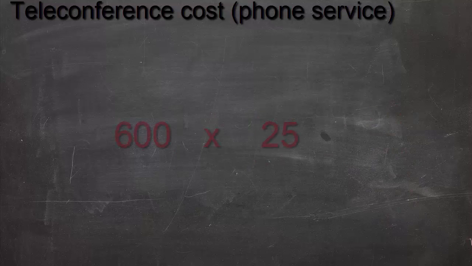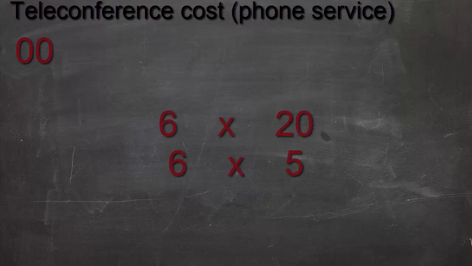Alright, 600 times 25. Well, again, we're going to notice that it's really just 6 times 100 here, so we can actually just pull those zeros off and deal with it as 6 times 25, which again is the same as 6 times 20 and 6 times 5. So 6 times 20 is 6 times 2 with an extra 0.